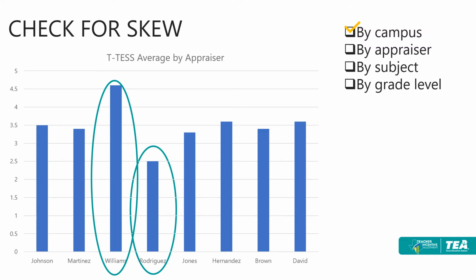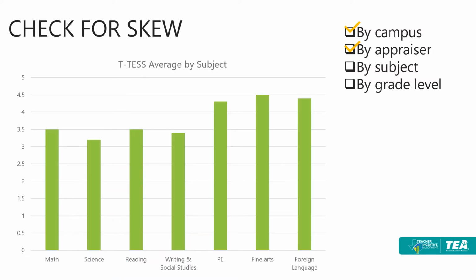Snapdragon ISD needs to ask more questions to find out. Does Williams mostly rate very effective teachers? Does Rodriguez mostly rate less effective teachers? If not, these appraisers may need additional training and calibration. They repeated this process to look at their middle school appraisers and their high school appraisers as well. Once their check for skew by appraiser is finished, next they'll look at skew by subject.